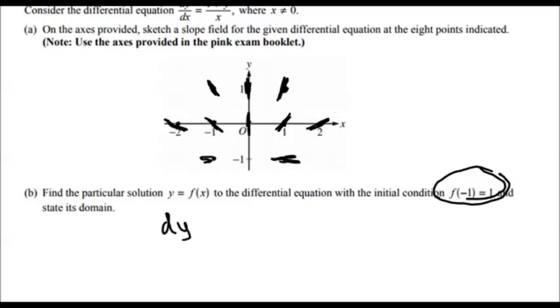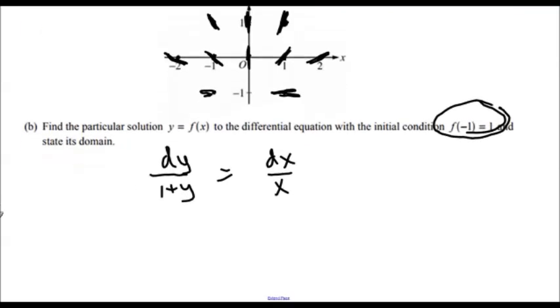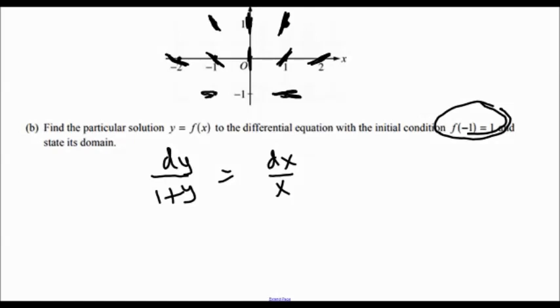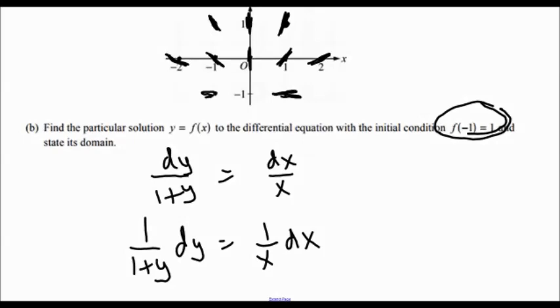So I'm going to buy myself a little more space here, and I'm going to start separating right away. And so what I get is dy over 1 plus y equals dx over x. And for a lot of people at first, that can be just a little bit confusing. So let's rewrite this in a way that's a little bit easier to see. One over 1 plus y dy equals 1 over x dx.